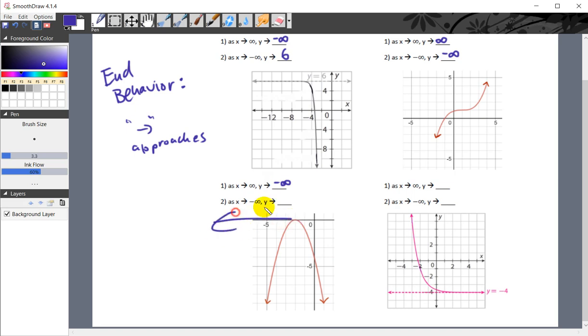Similarly, if we go this way, as x approaches negative infinity, what's happening with the y values? Same thing. As you can see here, the y values are just going to become more and more negative. This would mean y approaches negative infinity. So let's go ahead and write that there, negative infinity.